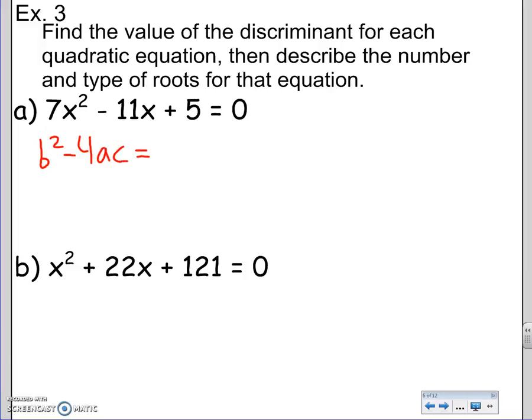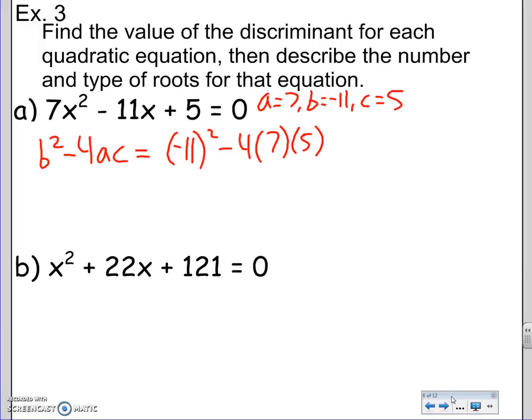So b is negative 11 squared. If it helps you, you should label a, b, c. So a is 7, b is negative 11, c is 5. So negative 11 squared minus 4 times a times c. You can put that on your calculator if you want. Negative 11 squared is 121. Minus 4 times 7 times 5. That is minus, let's see, 20, 140. 121 minus 140, and that turns into negative 19.